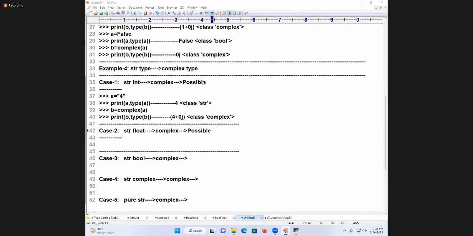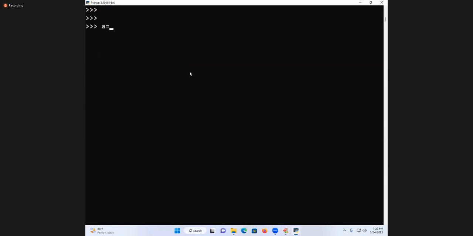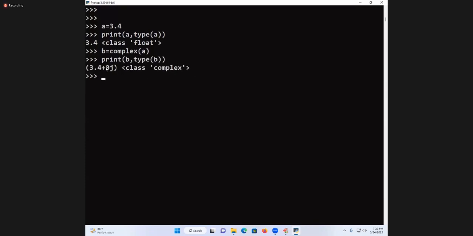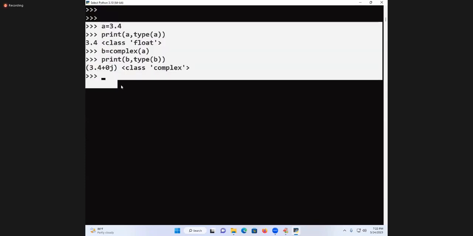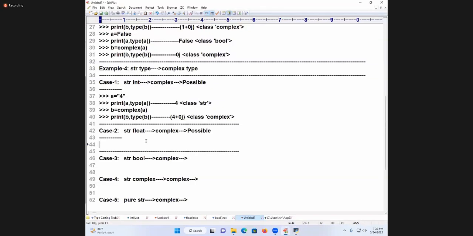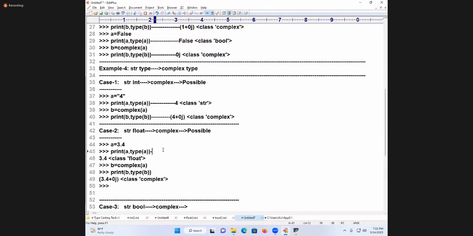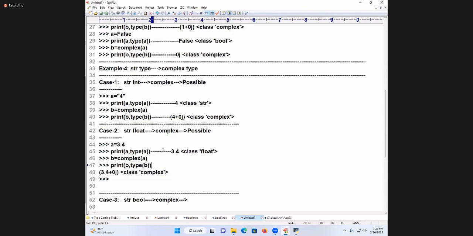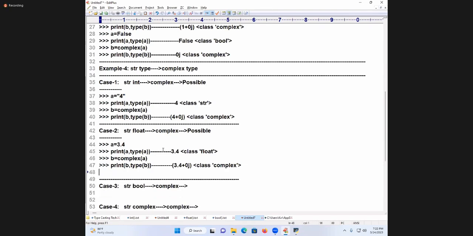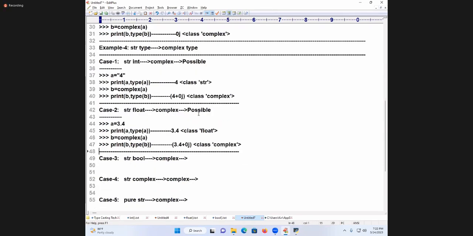Possible. Take up. A is equal to 3.4. A of complex of B. 3.4 plus 0j. Go to the place. Now I am writing. So here I am writing. Now here I am writing. Here I am writing. Done. Getting my point? Done. Possible.